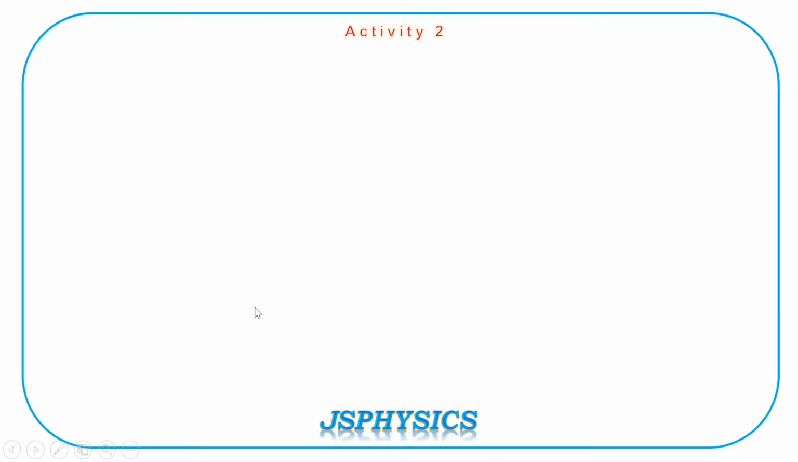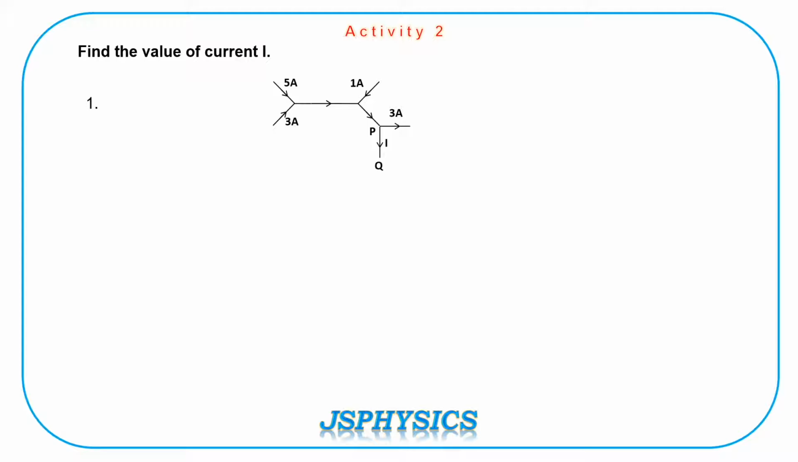Now we'll be doing a small activity, and as I told in the previous video also, you see the question, pause the video, solve it, and then check the answer. That is the method which we have to follow during each activity. So let us start. We have to find the value of the current I in this circuit, the branch PQ, the conductor PQ, how much current it carries, by using Kirchhoff's law. So pause the video, find the answer and check the answer. The answer will be 6 ampere.